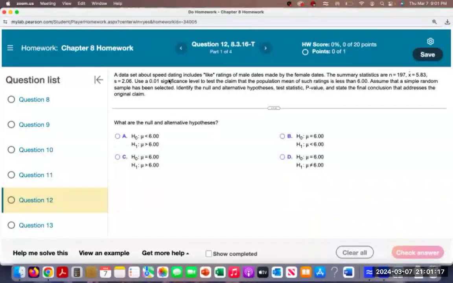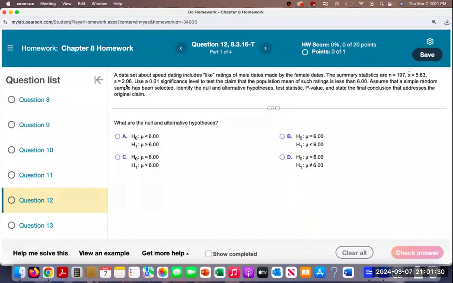A data set about speed dating includes ratings of male dates made by female dates. The summary statistics are n equals 197, the sample mean is 5.83, and the sample standard deviation is 2.06. Use a 0.01 significance level to test the claim that the population mean of such ratings is less than 6.